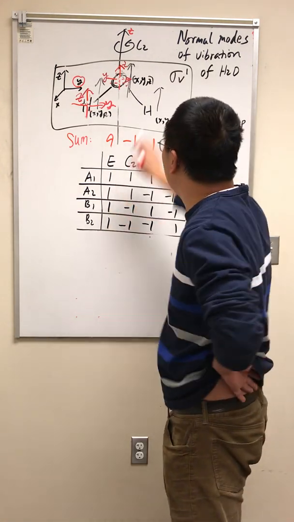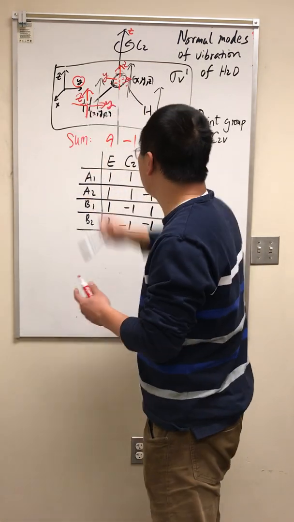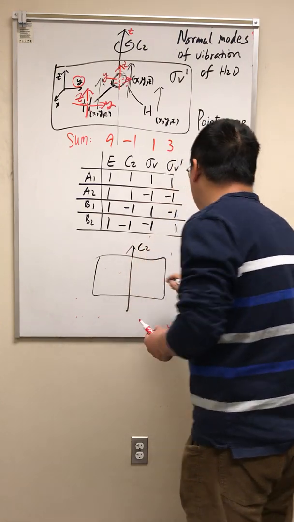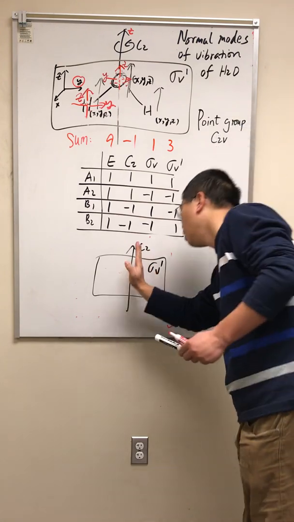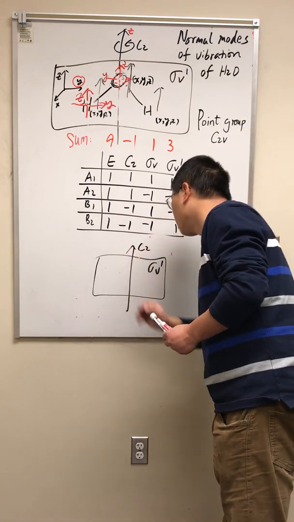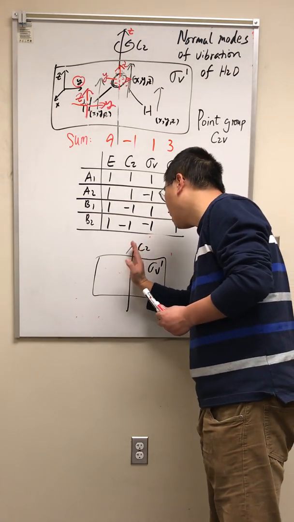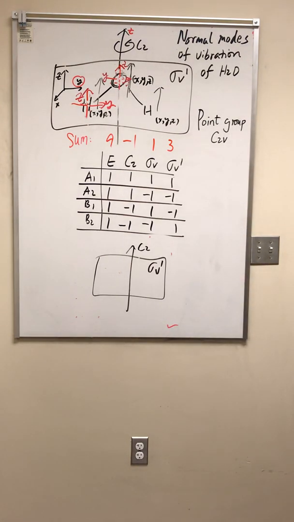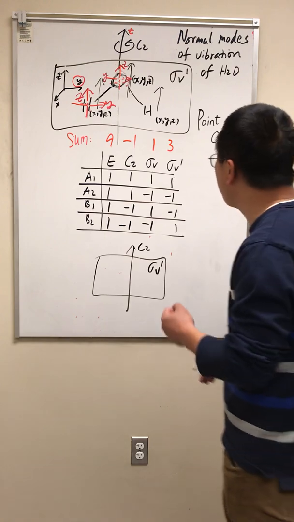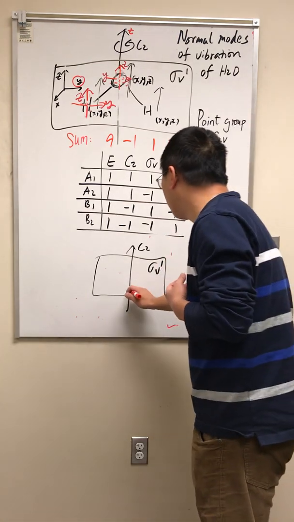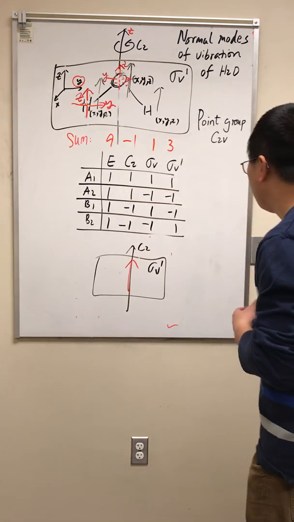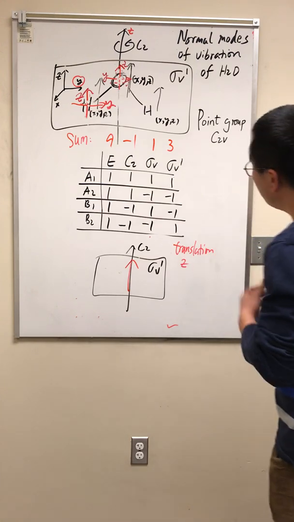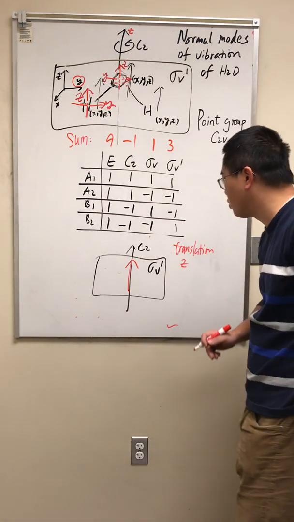So I'm going to draw the same picture here because this one is a little messy. This is sigma v prime, and there's sigma v perpendicular to sigma v prime, which also contains C2. Now we're going to look at the translation of the entire molecule along the z direction. So I'm going to draw an arrow here. This is translation in the z direction. We're going to determine the characters of this translation.